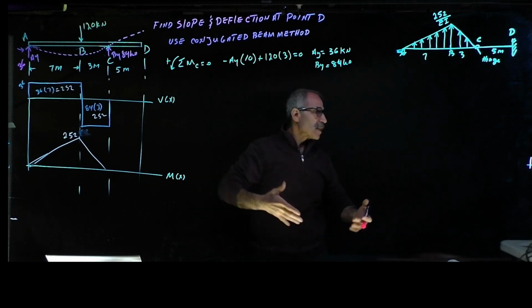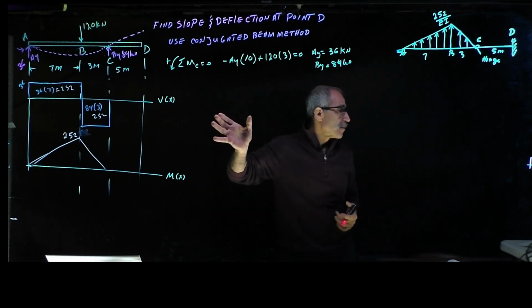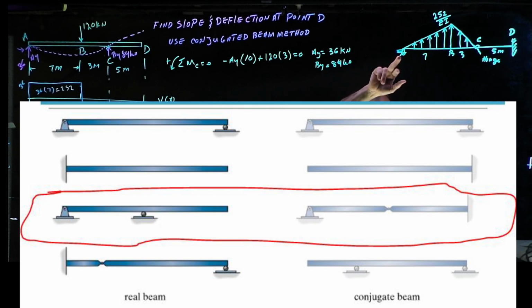And then we're going to look at the table that we have on the board. You can see that where we have a pin, it's going to remain a pin. And where we have an internal roller, like we had in the first problem, this becomes a hinge, and then the free end becomes fixed. And that's how we construct it.